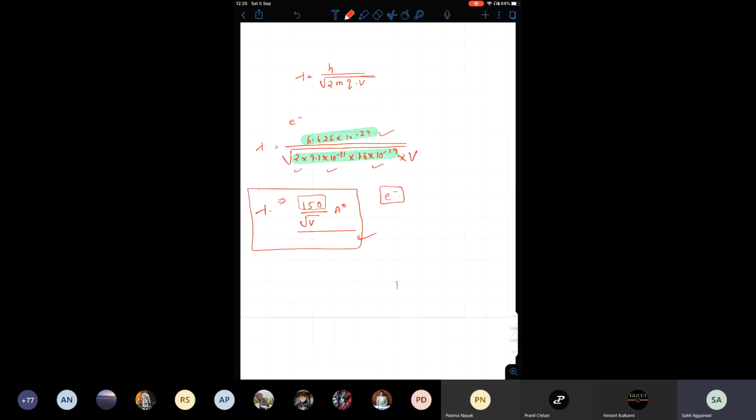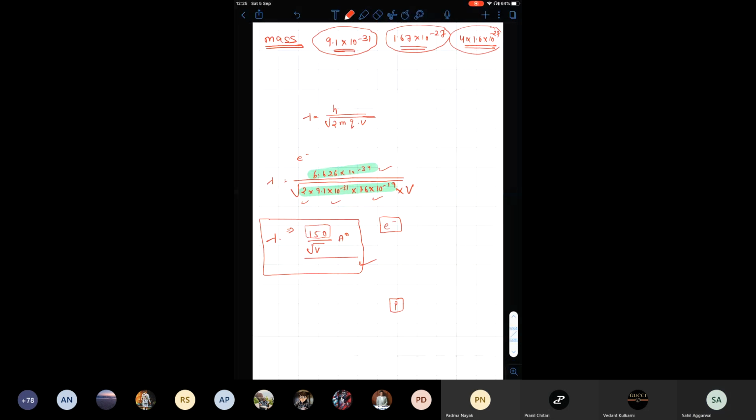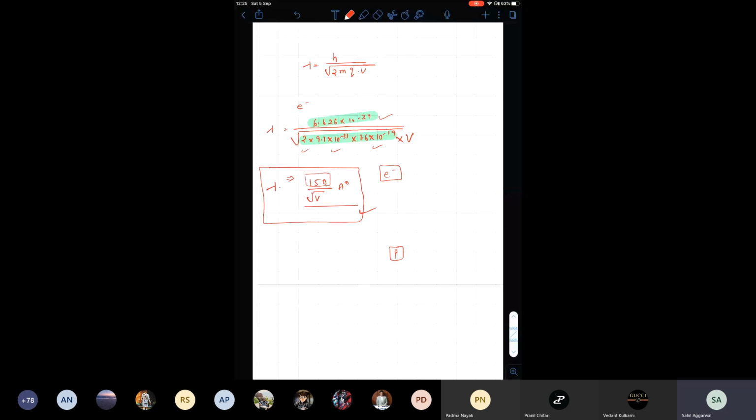If I go for proton, what will change? Mass only will change. Charge remains the same. So it will be 0.286 upon root V angstrom. For proton, this will be the formula.